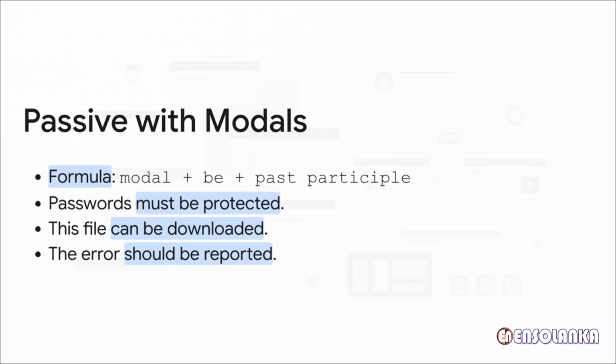We also use the passive all the time with modal verbs, words like must, can, or should, to talk about rules and permissions. I mean, security policies are filled with these. Passwords must be protected. User guides love to use can. This file can be downloaded. And error instructions often use should. The error should be reported.